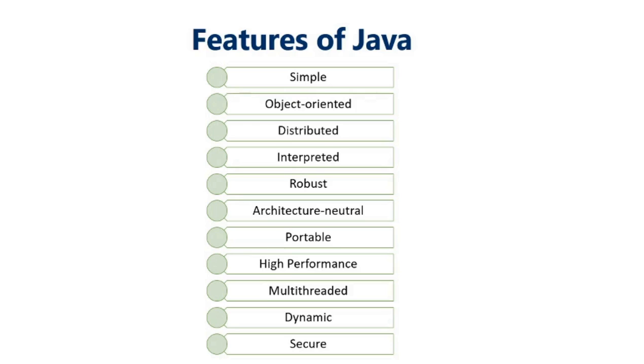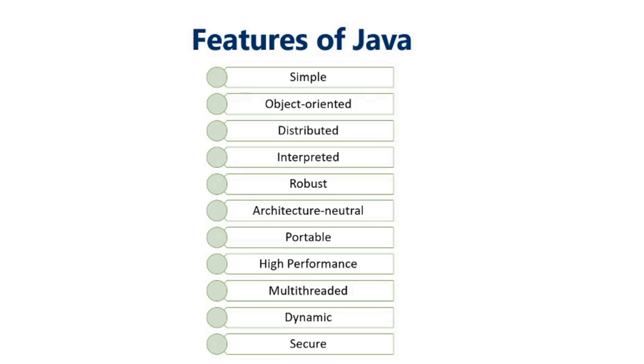And secure means what? Java has many built-in classes. Java is rich in libraries, and in that library, many security features are incorporated. Hence, Java is a more robust and secure programming language.